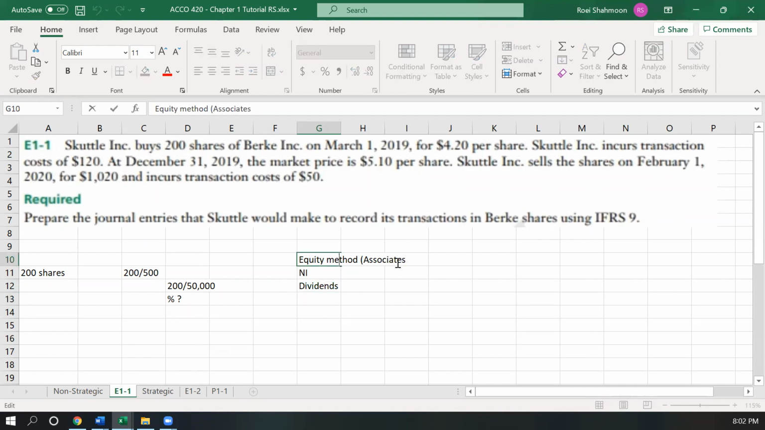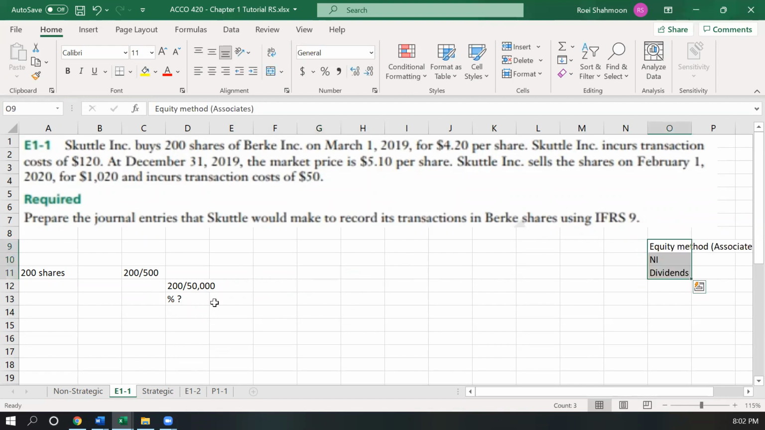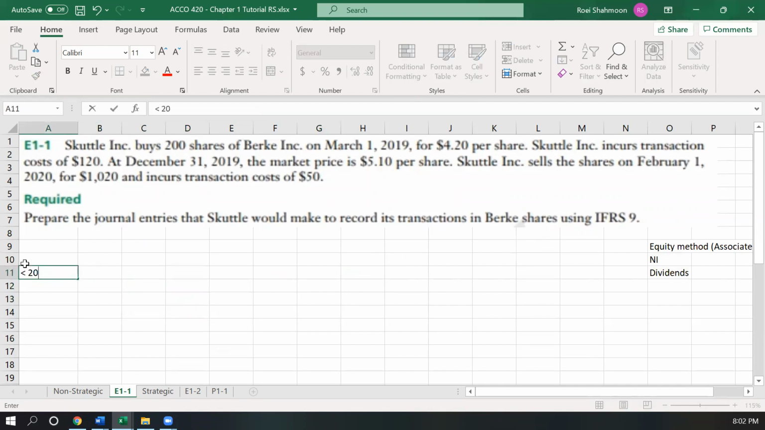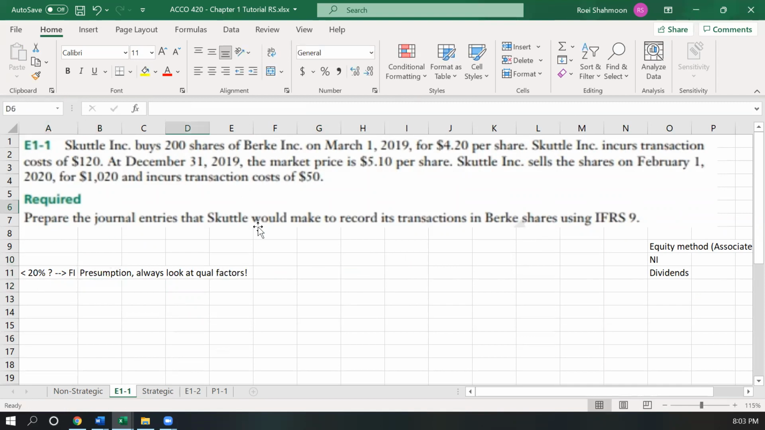Okay. So again, just keep that to the side. We're going to take a look at that later. But you should always verify the percentages. You want to verify whether it is less than 20%, because then this would be a financial instrument. Again, remember, this is a presumption. Always look at qualitative factors. Very important. In this question, they're not really trying to give you a case. It's just math. So we're just assuming it's a financial instrument and we're going to solve it that way. Okay, guys?